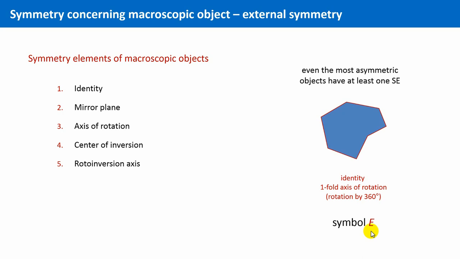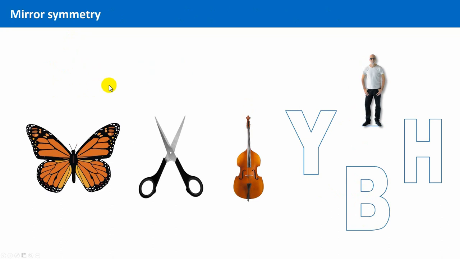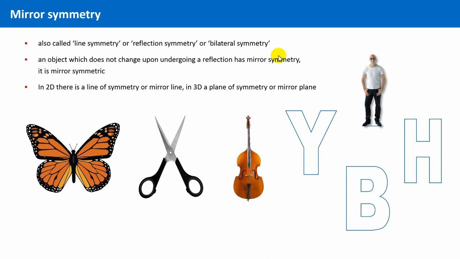Okay, let's move on and talk about mirror symmetry. All objects shown here have something in common. Sure, they possess mirror symmetry, which is also called line symmetry, reflection symmetry, or also bilateral symmetry. An object which does not change upon reflection has mirror symmetry. If you consider flat, two-dimensional objects, then the symmetry element is called a mirror line. If you consider three-dimensional objects, then it is a mirror plane. To indicate a mirror plane graphically, use simply a solid line as shown here. And as a character, the symbol M is used, easily to memorize.